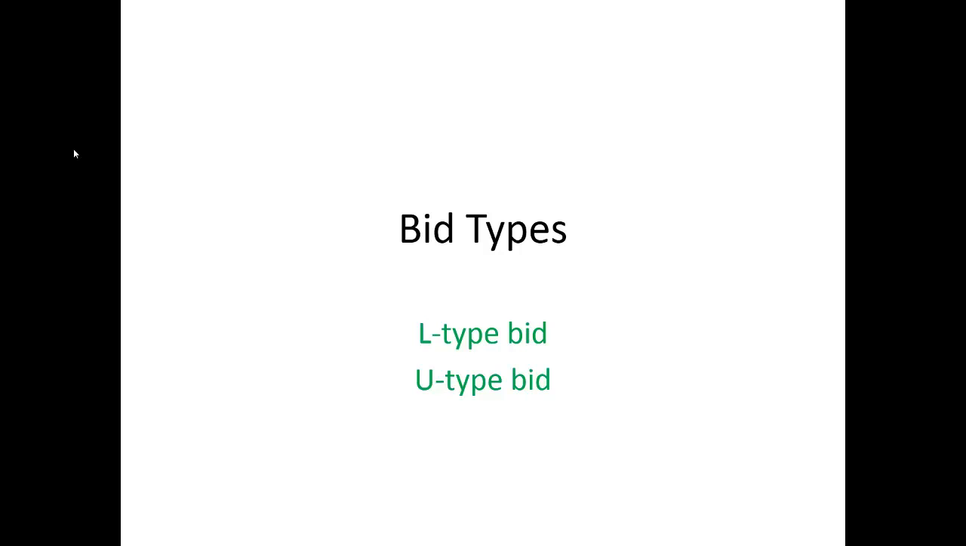After the close of the auction, the auctioneer will compare the highest L-type bid for each block with the total or aggregate U-type bid for each block and will accept the highest bid for each block.